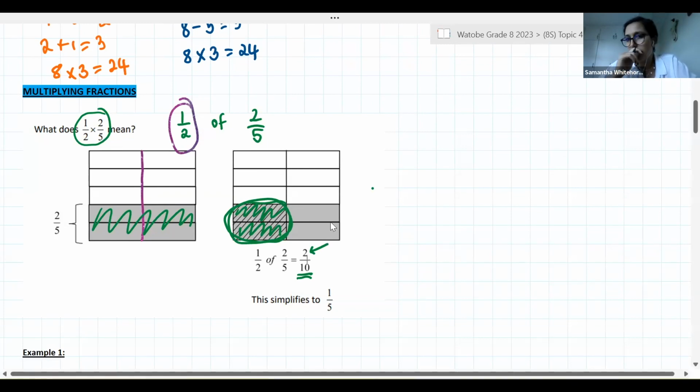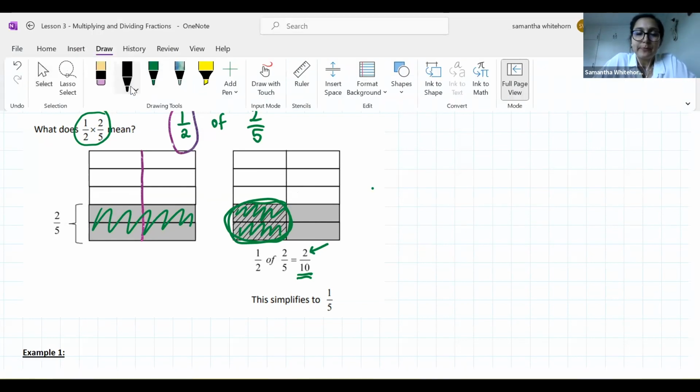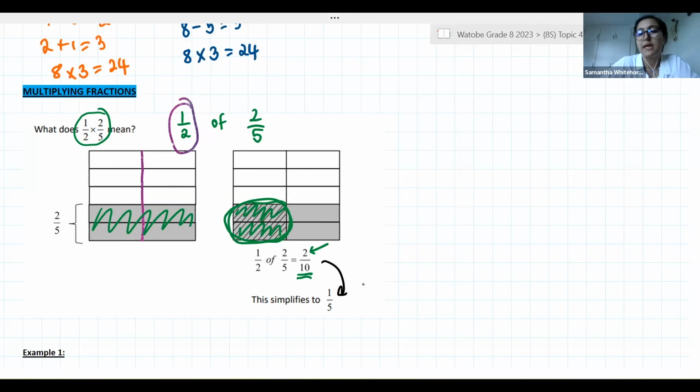Now, once we've done this, we know we can simplify our fractions. The point of this is to see that when we multiply fractions, we're looking for parts of something that already represents a part. And so what it generally means is that we're going to end up with fraction answers. Now, we know we always want to simplify. We'll get to simplification in a second.